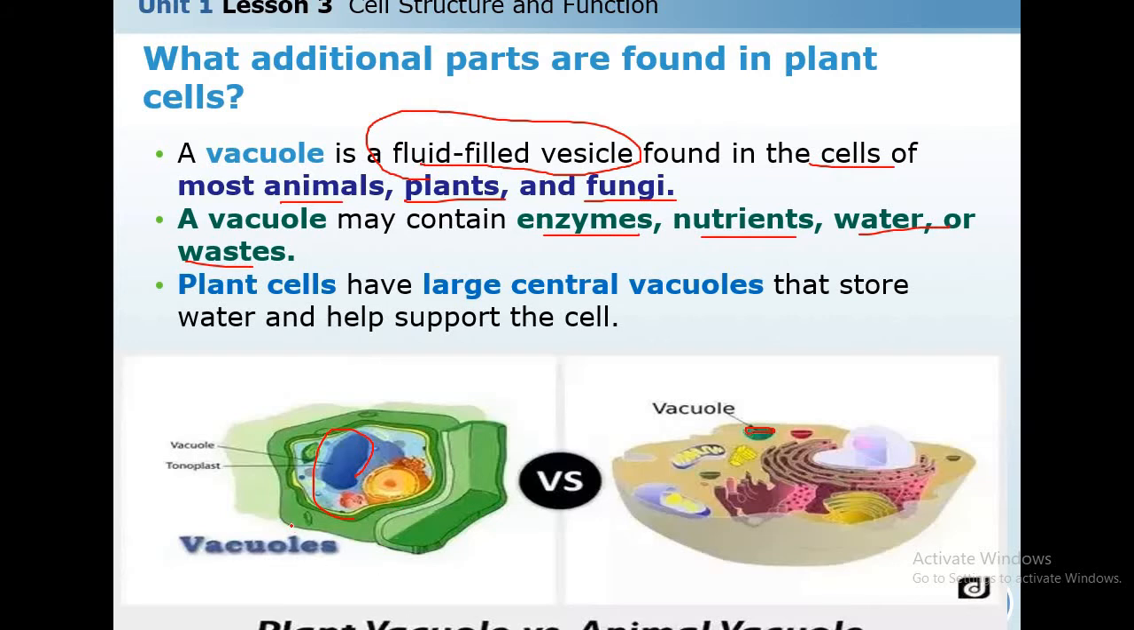Look at this plant cell and this animal cell. Plant cell has a large central vacuole. This large central vacuole stores water and helps support the cell, while animal cell has a small one. Look, it's smaller than in the plant cell. So that is the difference between the vacuole of plant cell and animal cell: the plant cell has a large central vacuole, while the animal cell has a smaller one.